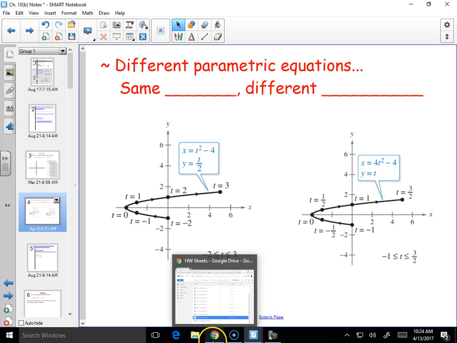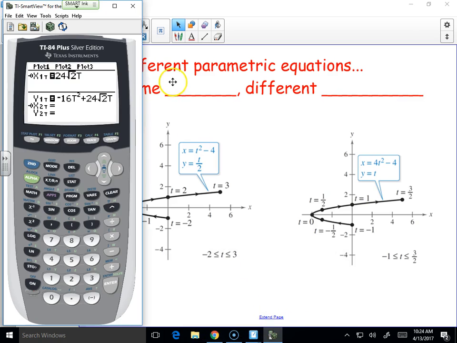Let's go ahead and get to our graphing calculator. You guys were supposed to put in t squared minus 4, and then t over 2. Kiddos, do these equations look the same or different? They look different, but what ended up being the same? We're supposed to be filling in this blank. What ended up being the same? It's the same graph.